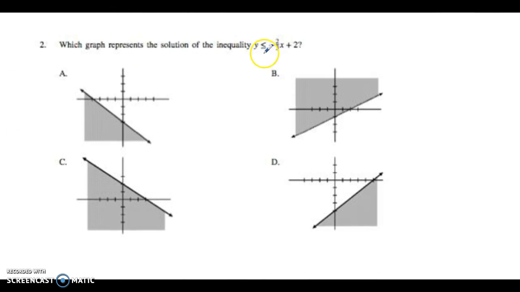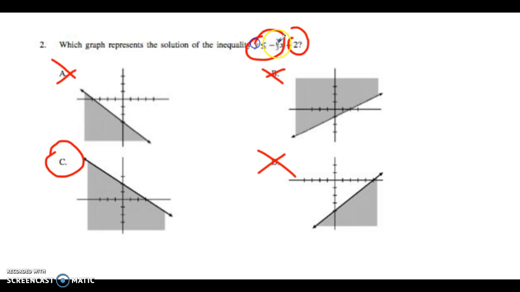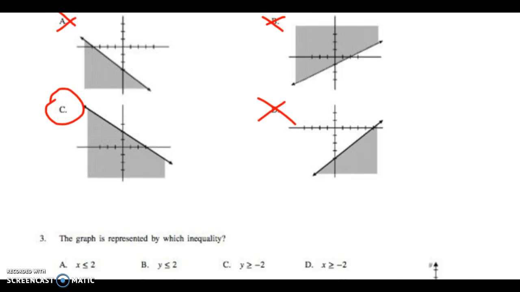This one was very similar to the previous one. We can analyze it just the same way. Positive 2 is our y-intercept. This is negative 1, so that's not it. This is negative 4, so that's not it. This is negative 3, so it's not it. The only one with positive 2 as its y-intercept is C. You didn't even have to know any of this other stuff. All you had to do was look at the y-intercept. How about that?